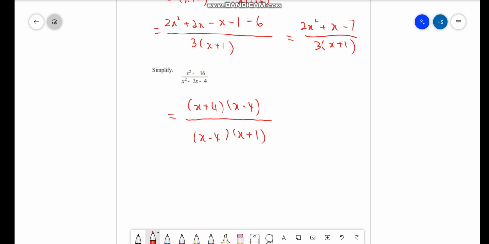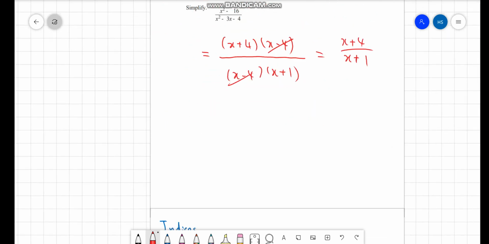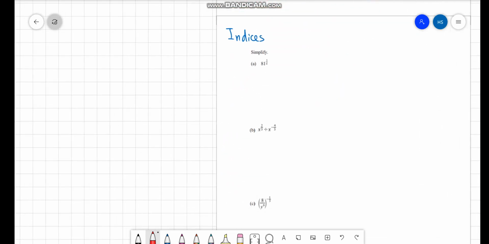So top and bottom, both of them have x minus 4, correct or not? So this x minus 4 we can cancel out. Whatever is left is just x plus 4 over x plus 1. So this is how you simplify the equation. Okay, simple. Next, we come to the indices.